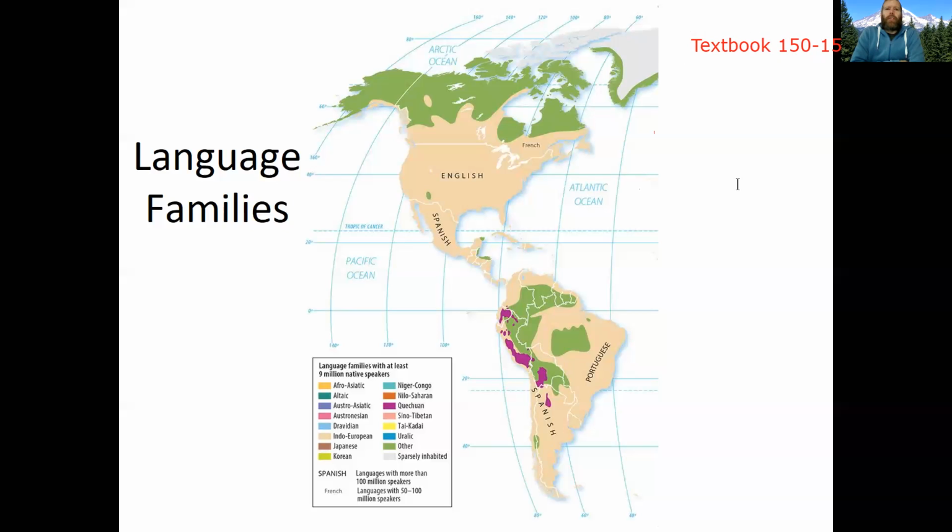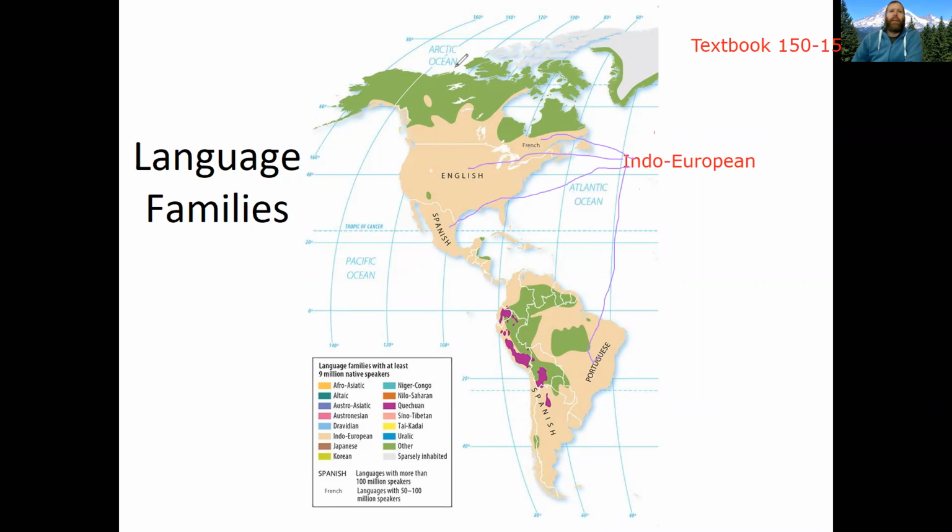So the first thing to note in the Western Hemisphere, the Americas, is that by far the largest language family spoken is Indo-European. This beige here is Indo-European, as it says in the key. In North America, it tends to be English and French. But in South America, the Indo-European languages are primarily Spanish and Portuguese. For the most part, those are the Indo-European languages spoken in the Americas.